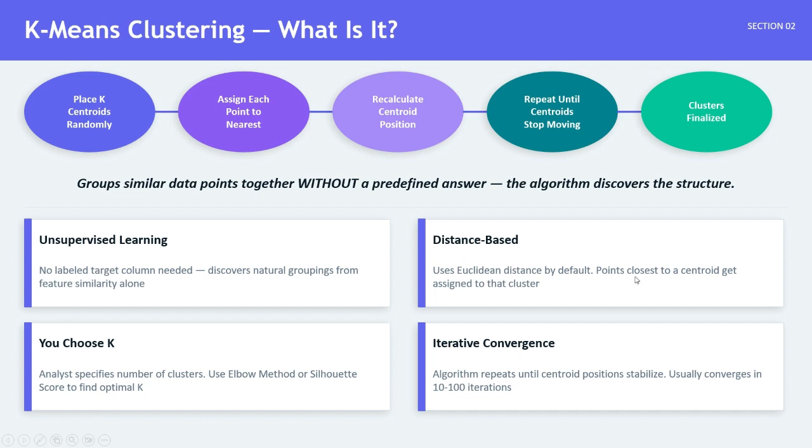Points closest to a centroid get assigned to that cluster, so that's how they're categorized. You choose the K as a user. Analyst specifies number of clusters. Use elbow method or silhouette score to find optimal K. And then the algorithm repeats until centroid positions stabilize, usually converges in 10 to 100 iterations.